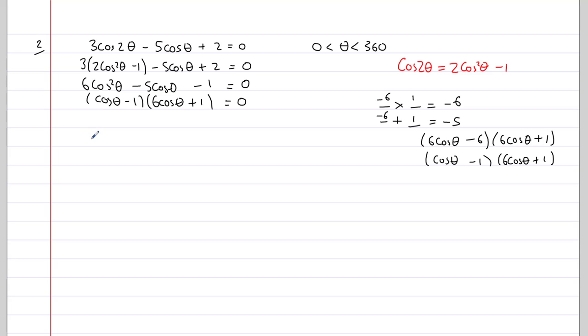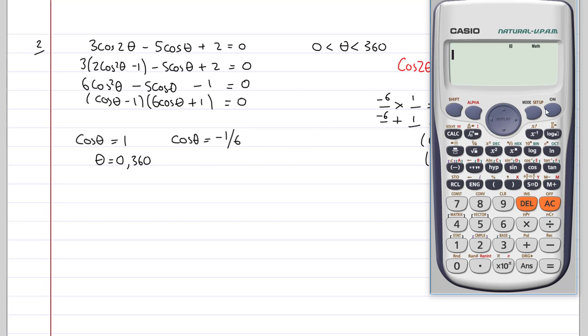So this gives me two solutions. It tells me that cos theta could be 1, and it also tells me 6 cos theta could be negative 1, and if you rearrange that you would get cos theta equals negative a sixth. Now if I solve cos theta equals 1, thinking about the graph, that would give me 0 and 360. But remember, they won't be valid solutions to the problem because the region is 0 to 360, not including the endpoints. We'll solve the other one.